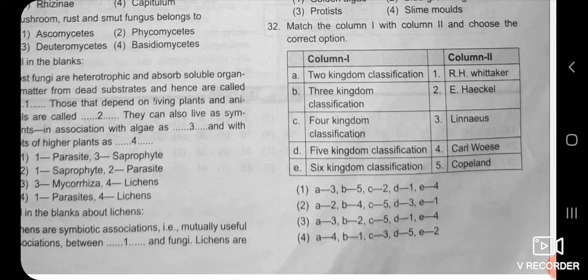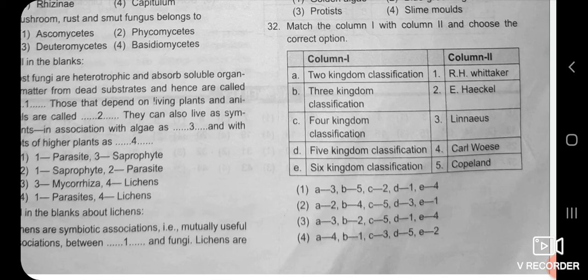Now we'll check how the third one is correct. The 2 kingdom system of classification was given by Linnaeus. The 3 kingdom system was given by E. Haeckel. The 4 kingdom system was given by Copeland. The 5 kingdom system was given by R.H. Whittaker. And the 6 kingdom classification was given by Carl Woese. So the correct answer of this question is the third one, for the 32nd MCQ.